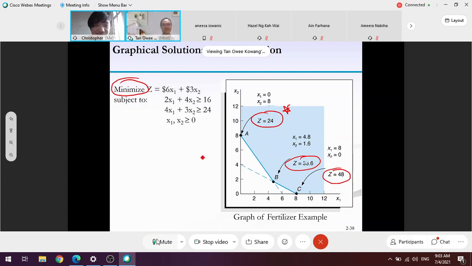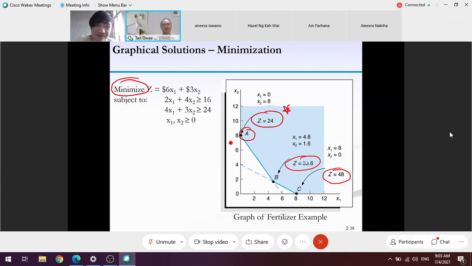The optimal solution is A. But we want to minimize the cost. Remember, we want to minimize the cost of purchasing the fertilizer. So what is the conclusion of this? Jangan letak macam tu dan stop lah. So the solution for this is you're going to propose to the company, don't buy any super grow. Don't buy super grow. Buy 8 bags of quick crop.